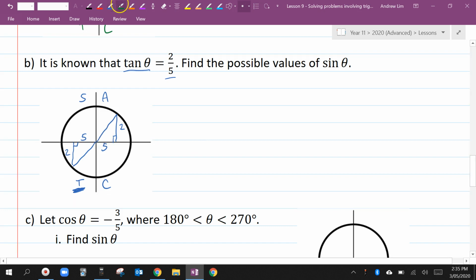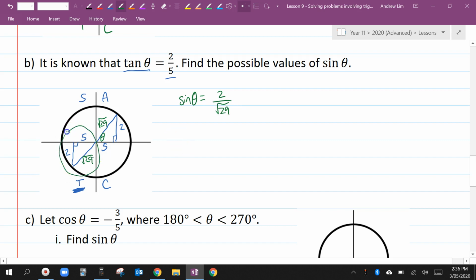So if theta is here, we now need to use Pythagoras' theorem to work out the length of the hypotenuse. 5 squared plus 2 squared is 29, so this is root 29, which means this is also root 29. Okay, so sine of theta. I'm going to look at the first quadrant, that triangle. Sine theta is equal to opposite over hypotenuse. I'm going to leave it like that. If you want to rationalize it, you can.